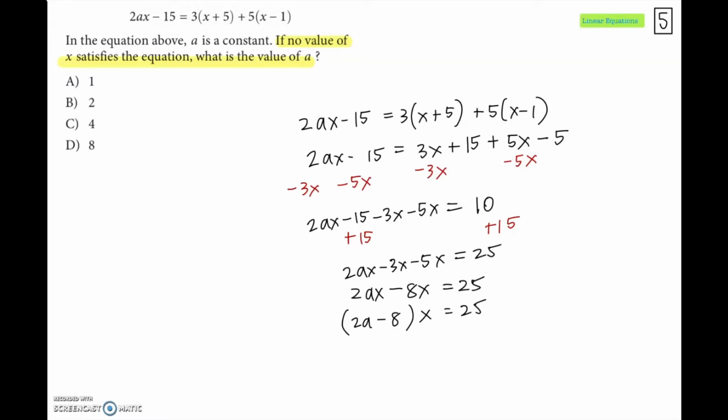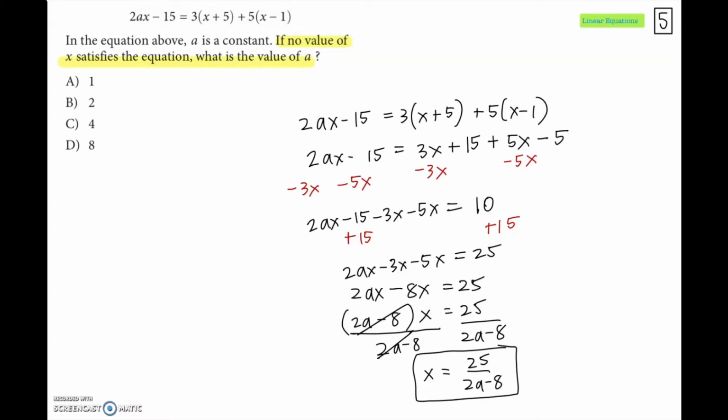And then we're going to divide both sides, to try to get x all by itself. And this is where I start to see what the heck they're talking about when they ask the question that they ask. So I've solved for x here.